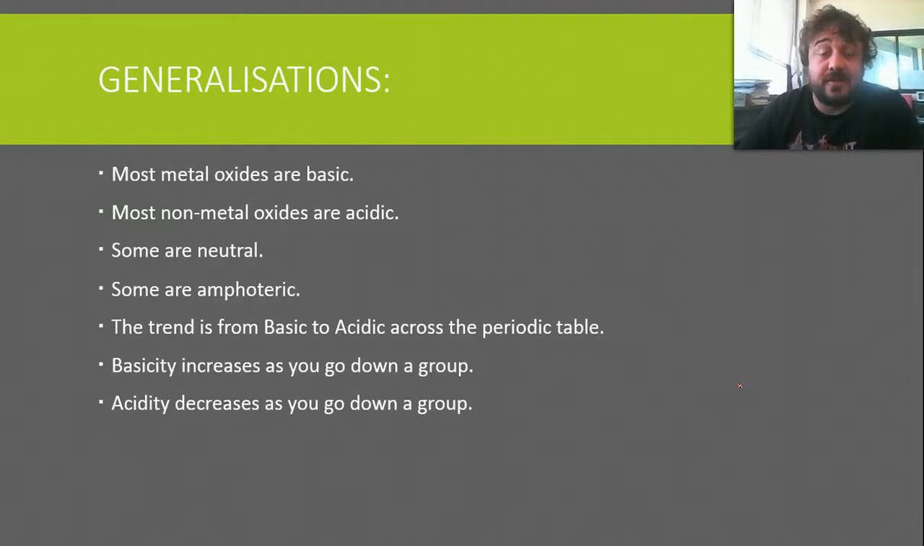All right, so there's the generalizations. What does this all mean? Basically, most metal oxides are basic. Most non-metal oxides are acidic. Some are neutral, not many, about 2 or 3. Some are amphoteric. You're looking at between 6 to 10. The trend is from basic to acidic across the periodic table. Basicity increases as you go down the periodic table. Acidity decreases as you go down the periodic table.